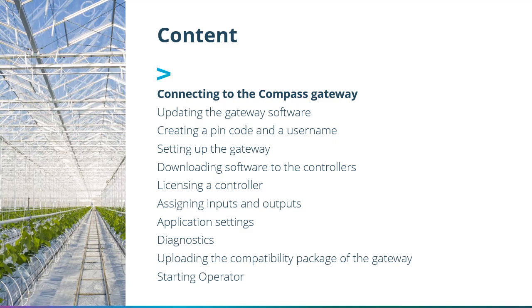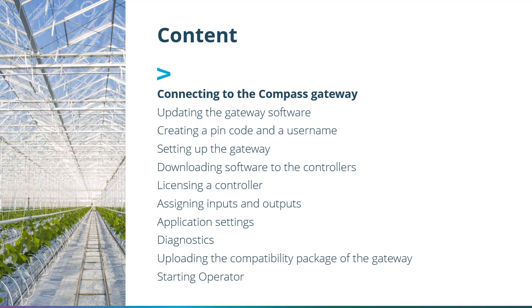In this module, we will discuss connecting to the Compass gateway, updating the gateway software, creating a PIN code and username, setting up the gateway, downloading software to the controllers, licensing controllers, assigning individual inputs and outputs, application settings, diagnostics, uploading the compatibility packages to the gateway, and finally starting operator for the first time.